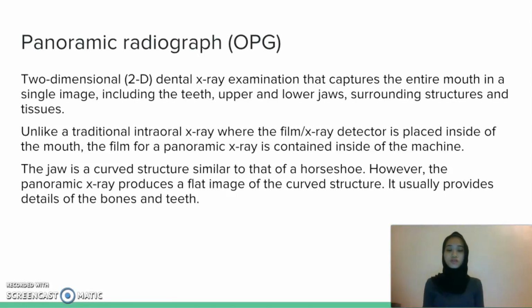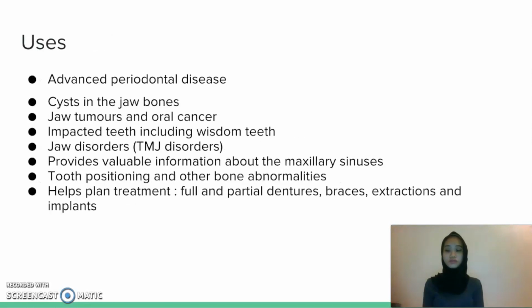The jaw is a curved structure, similar to that of a horseshoe. However, the panoramic X-ray produces a flat image of the curved structure. It usually provides details of the bones and teeth. Some of the uses of an OPG X-ray include advanced periodontal disease, cysts in the jaw bones, jaw tumors, and oral cancer. It's also used in infected teeth, including wisdom teeth, and jaw disorders.